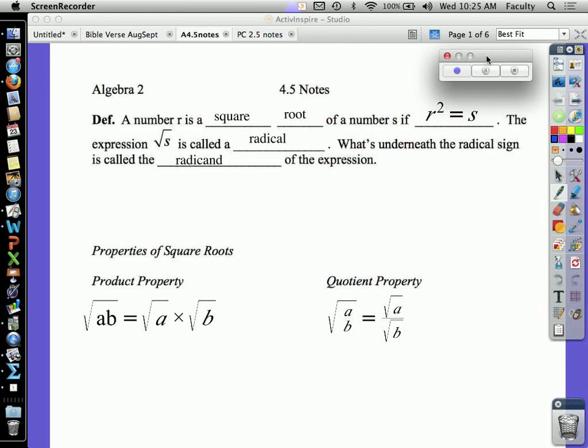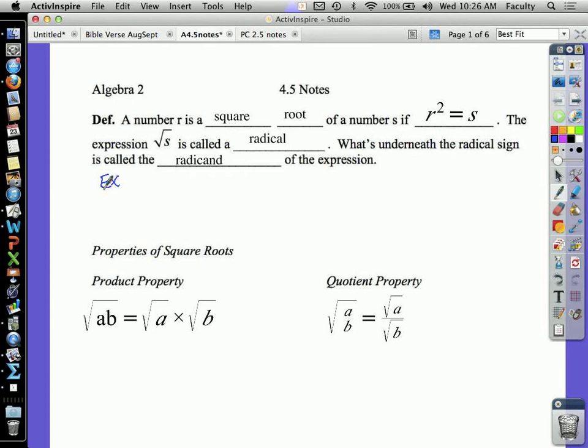4.5. A number r is a square root of a number s if r squared equals s. The expression, the square root of s, is called a radical. What's underneath the radical sign is called the radicand of the expression. So, for example, 5 is a square root of 25 since 5 squared equals 25. And if you look at our warm-up that we did, the square root of 49 is 7 because 7 squared equals 49.